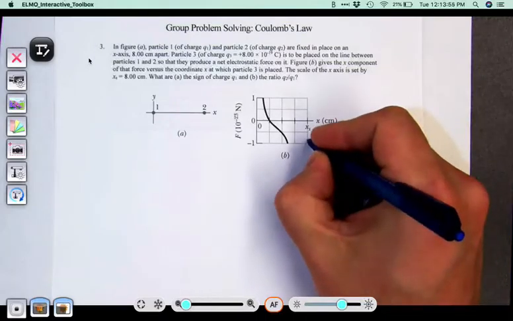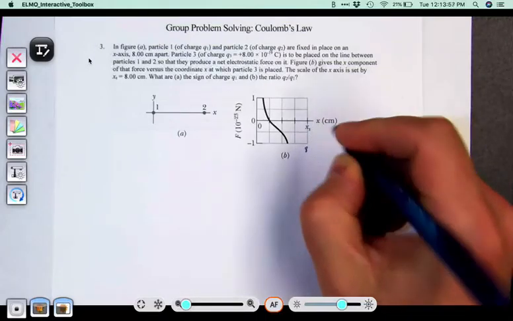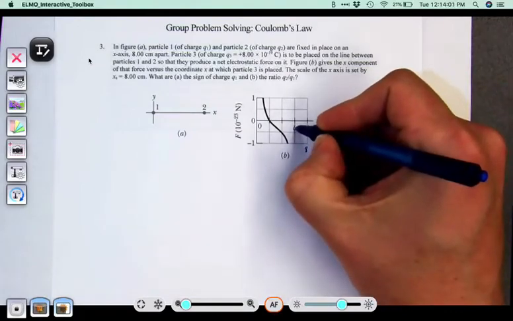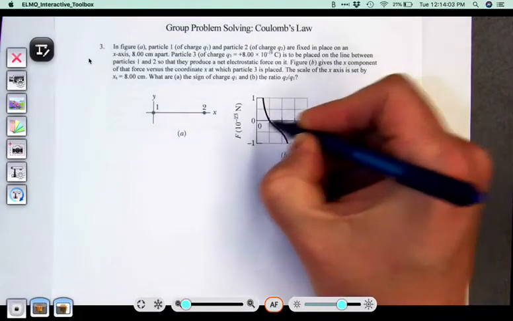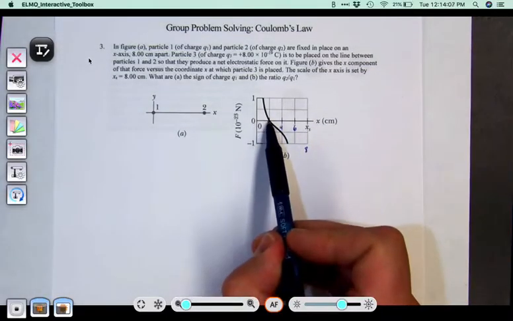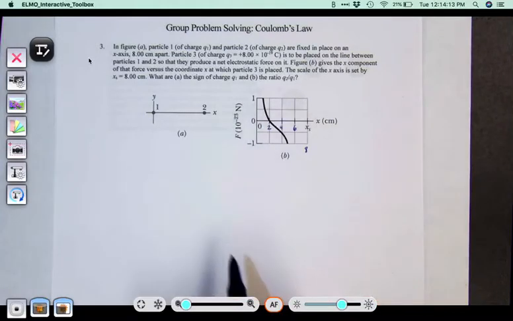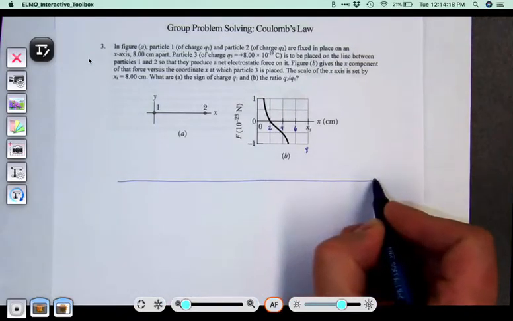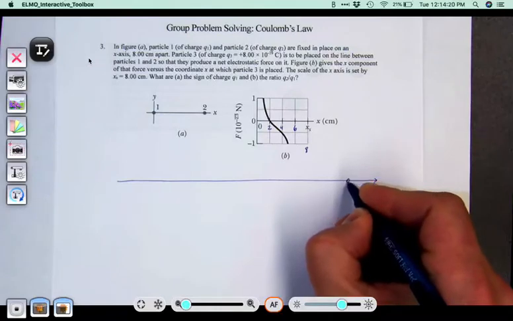Okay, so this right here is 8 centimeters, so we have to do a little deductive logic. That means right here is 6. That means here is 4. That means here is 2. And importantly, that means when we're at the 2 centimeter mark, the net electrostatic force on this third charge is 0. So I'm just going to blow up the x-axis for a minute here and talk about it so we can draw things a little bit bigger.